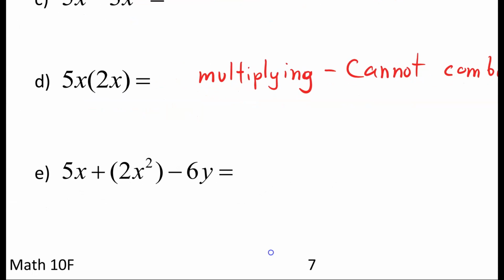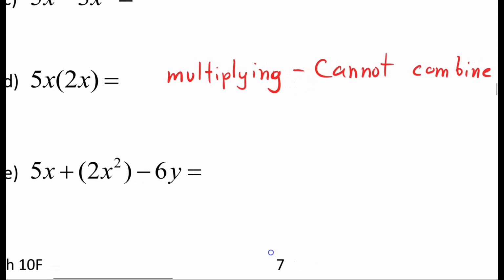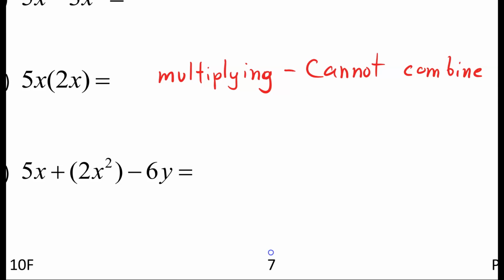In our last one, we have 5x plus 2x squared subtract 6y. The first thing I always look for is, do we have like terms? Well, we have x as our variable in one of them, then we have x squared as our other, and y. So all of these are different. Even though we have a variable of x and x squared, the exponents are different, so we cannot combine these together. So what we would put down would be that we cannot combine because there's no like terms.